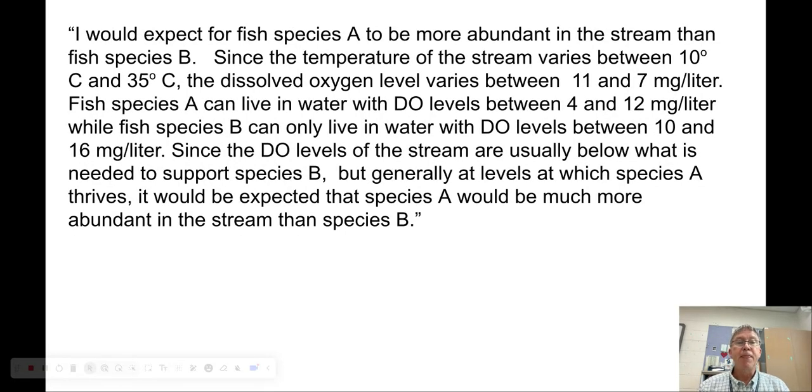So just to tie it all together, the correct response, if you're asked to write an argumentative statement, would be this. I would expect fish species A to be more abundant in the stream than fish species B. Since the temperature of the stream varied between 10 and 35 degrees Celsius, the dissolved oxygen levels would vary between 11 and 7 milligrams per liter. Fish species A can live in water where DO levels are between 4 and 12, while species B can only live in water where the DO levels are between 10 and 16. Since the DO levels in the stream are usually below what is needed to support species B, but generally at levels that would support A, we would expect species A would be much more abundant in the stream than species B. That's what an argument statement is supposed to look like.